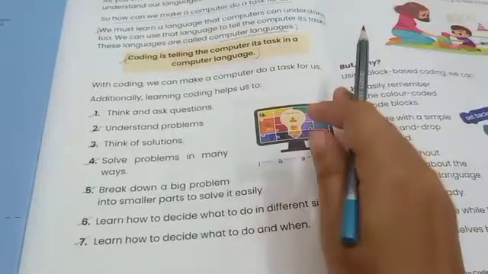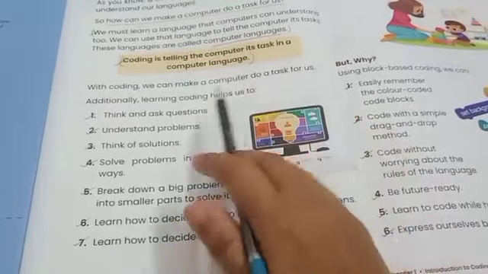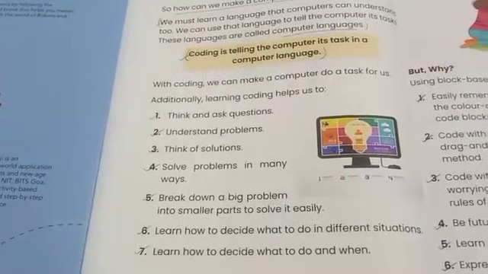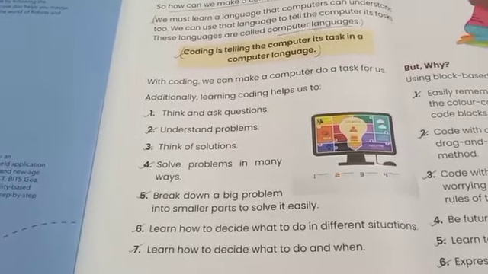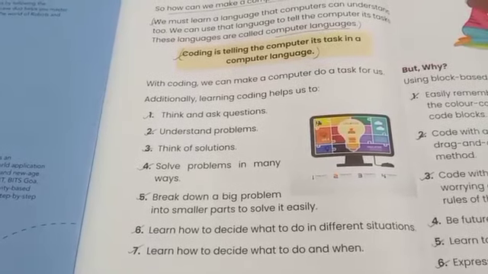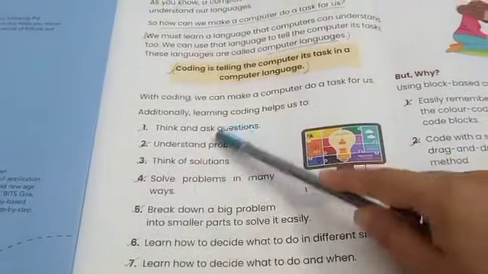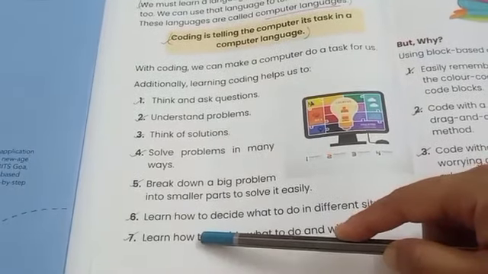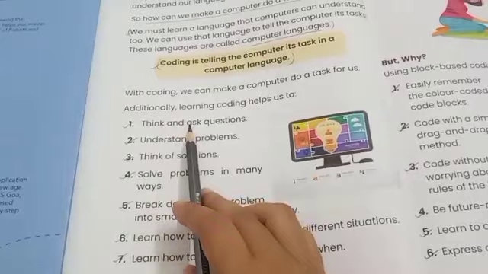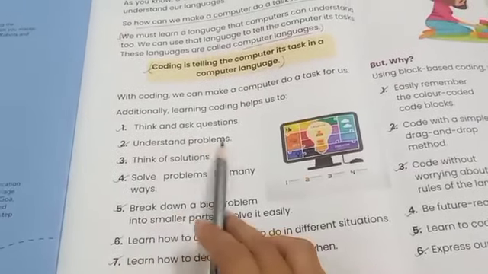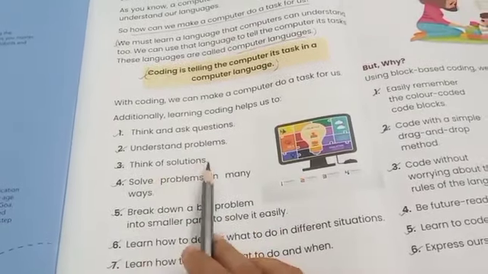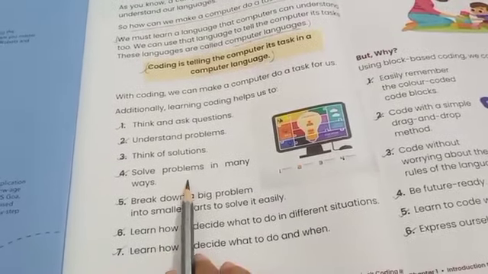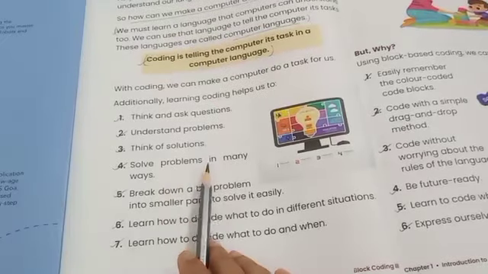Okay, what kind of task can a computer do for us? Additionally, learning coding helps us too. As we are learning coding, we should know how coding is going to help us. Okay, so there are some points you need to learn. How coding is going to help us: think and ask questions. Understand the problems. Think of solutions. Solve problems in many ways. Coding can help in solving our problems in many ways.